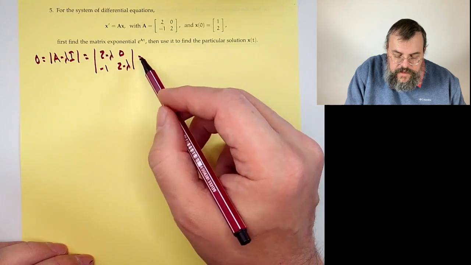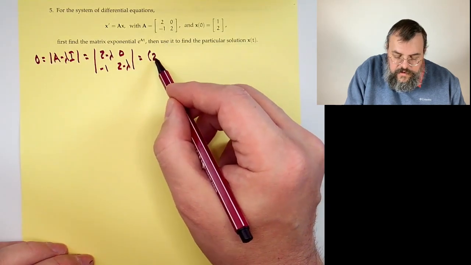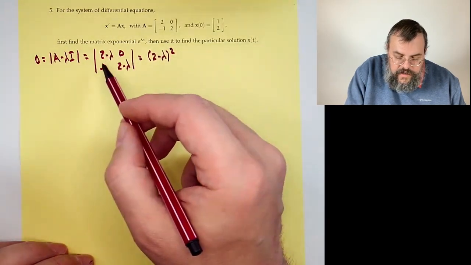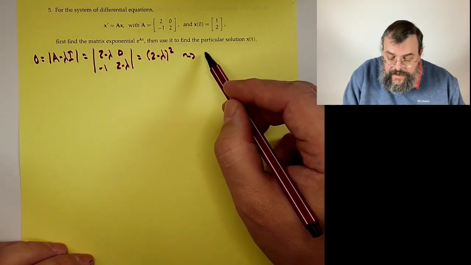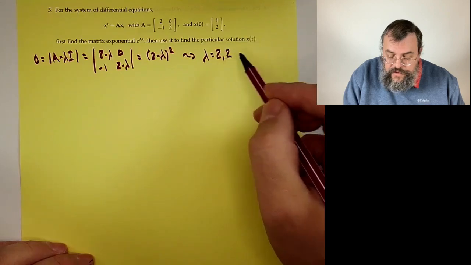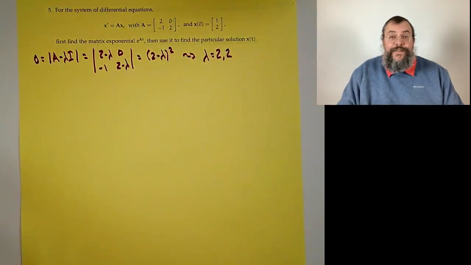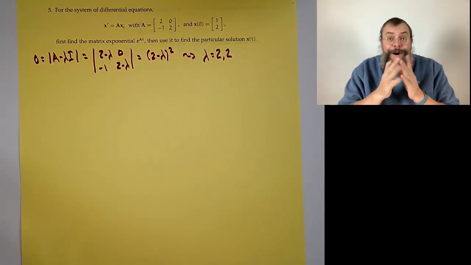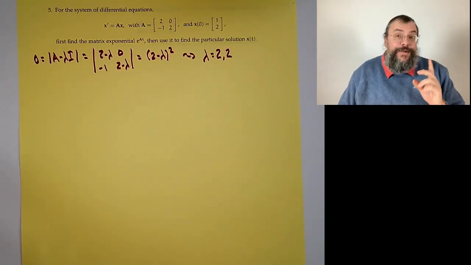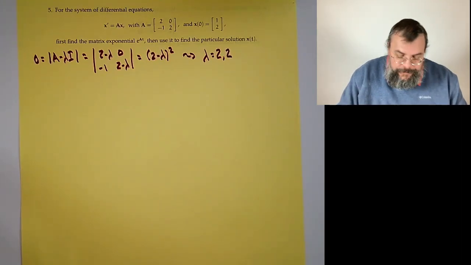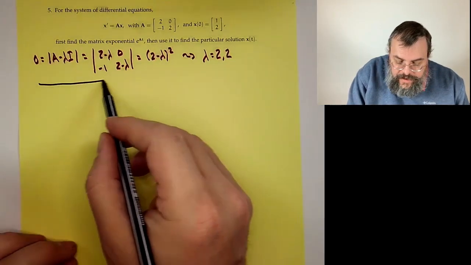And that's actually pretty easy. It's 2 minus lambda squared, subtract 0. So our eigenvalues are both 2. It's a repeated eigenvalue. And now we're like, whoa, because there's a quick way to do this. Now, we'll do it the non-quick way too, but here's the quick way.